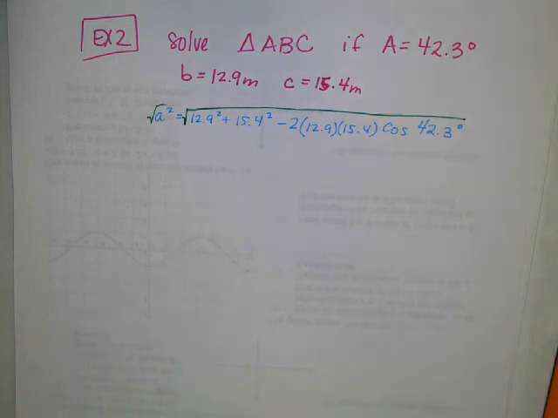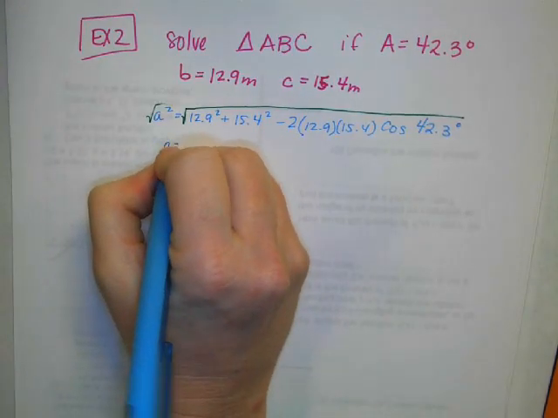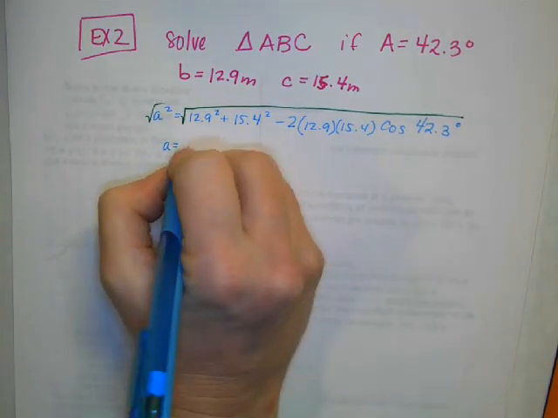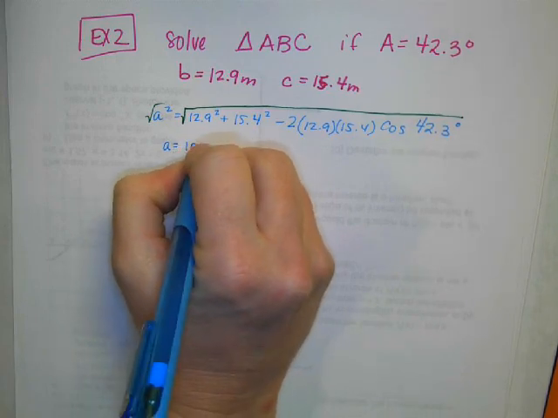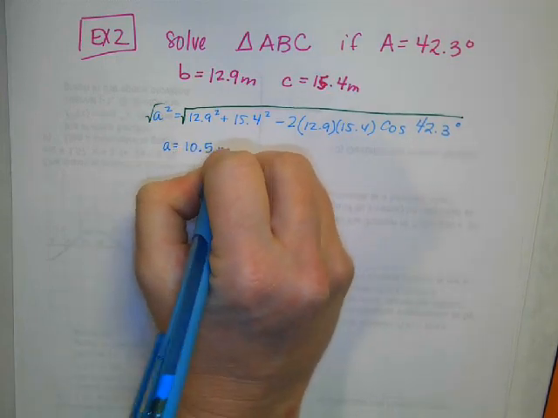All right, this gives me side A. These are the easy ones. All you have to do is just plug it straight in the calculator with the square root sign and everything. So I got 10.5 meters.